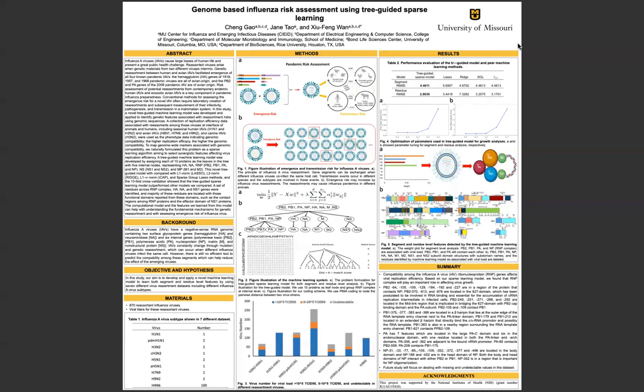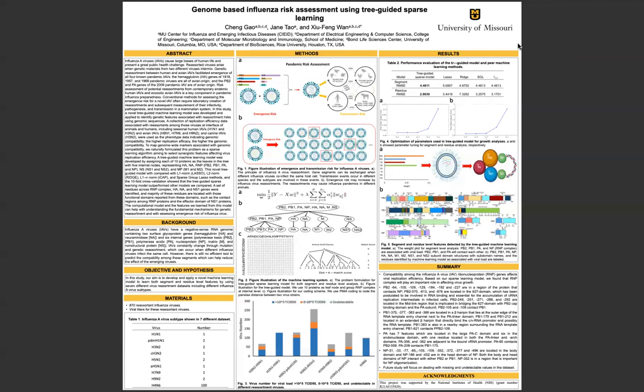A novel tree-guided machine learning model was developed and applied to identify both segment and residue network features associated with reassortment risks. The tree-guided model was designed by assigning each of the 8 segments or 10 proteins as leaves in the tree, with 5 internal nodes representing HA gene, NA gene, RNP complex, NS gene, and M gene.